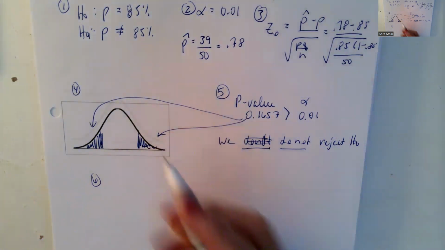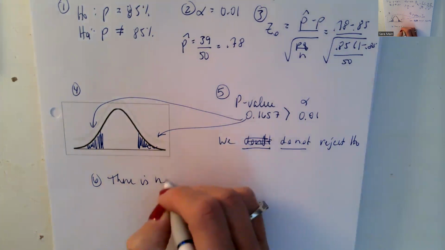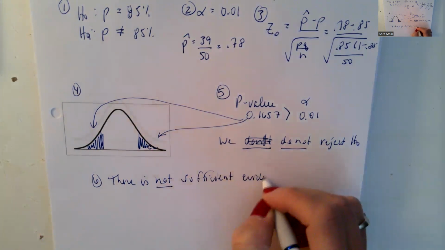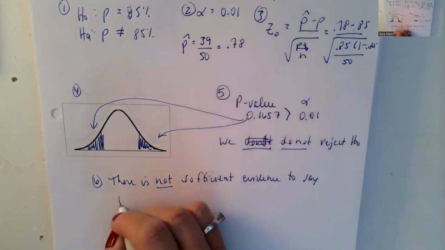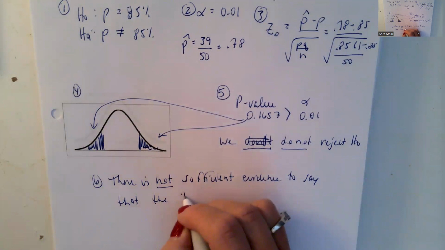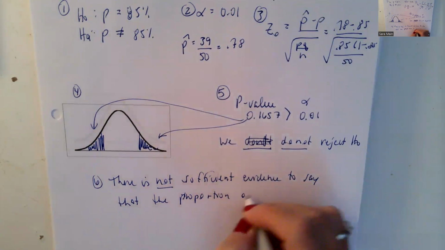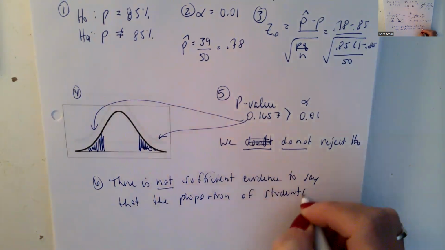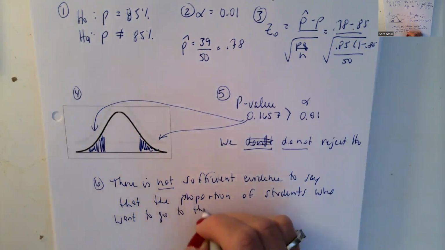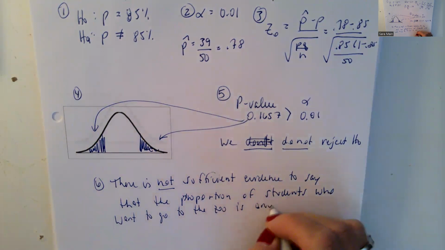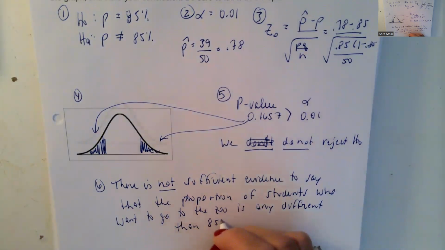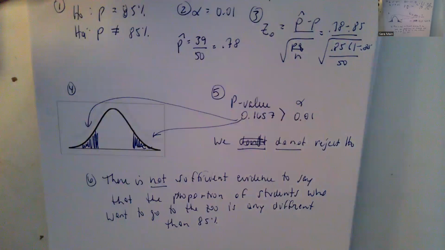It's very likely that this could occur. Okay, so there is not sufficient evidence to say that the proportion of students who want to go to the zoo is any different than 85%. Not enough evidence to say it's any different than 85%.